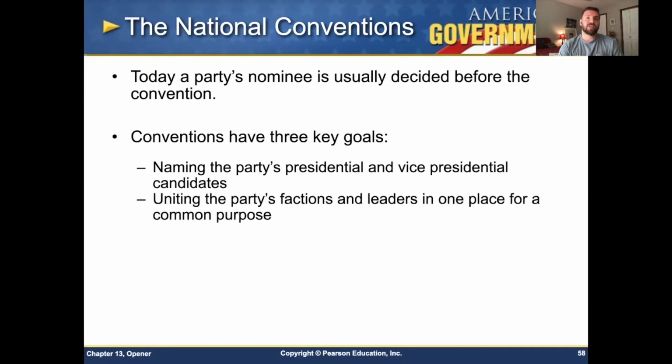Number 2, uniting the party's factions and leaders in one place for a common purpose. That's really important, because when you think about both the Republican and Democratic parties today, we just have 2 parties for a super diverse body of voters. Not all Republicans think the same. Not all Democrats think the same. You might have pro-gay marriage Republicans and anti-abortion Democrats. Just because you have one or the other label doesn't mean you automatically believe in everything that most of the party stands for.